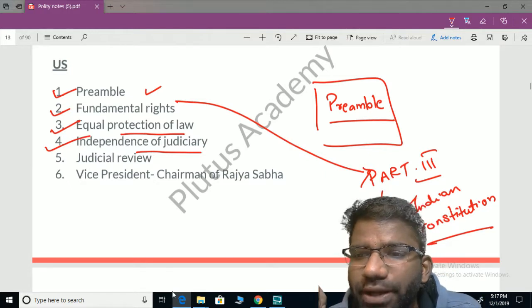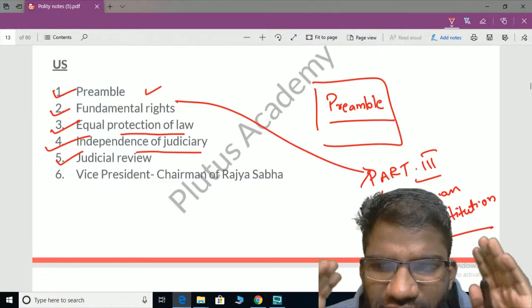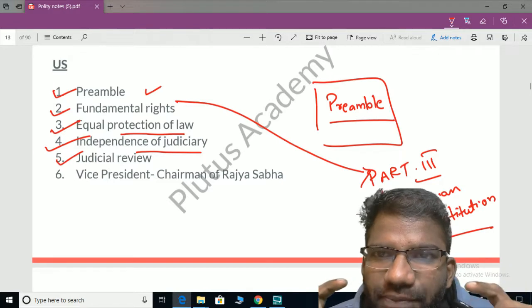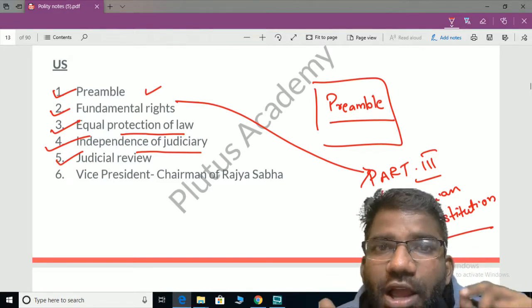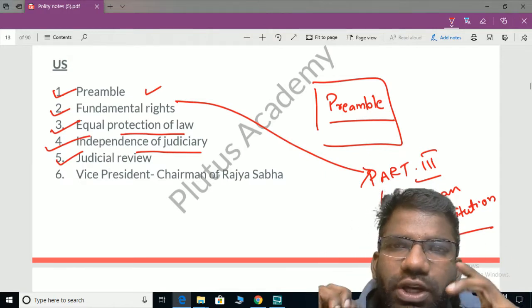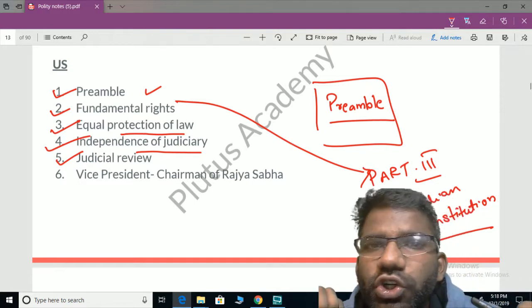The fifth point is judicial review. What is judicial review? Firstly, when we talk about the concept of judicial review, I would like to point out that the concept is not mentioned in the Constitution of the United States of America, but it is practiced in the United States of America. This concept of judicial review has been taken from America and inculcated into the Constitution of India.